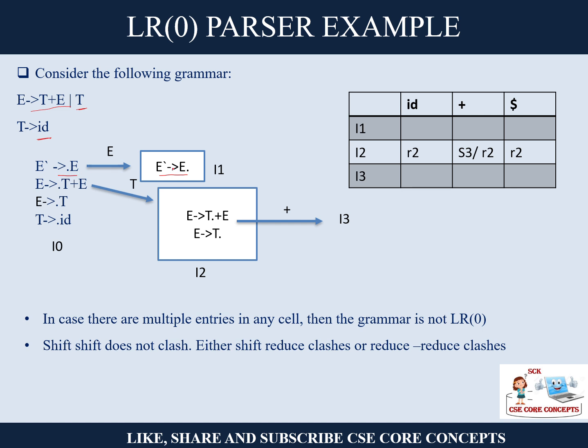You have written it. Now since there is a dot, you have to explore all this. So this is your closure I0, right? Now you have expanded this. This is closure I1, finish. Now for T, what you are doing is shifting the dot to this side. So you are getting T dot plus E. Now you have another rule, when you are shifting this dot over T, right?